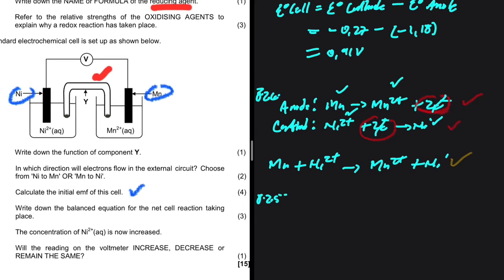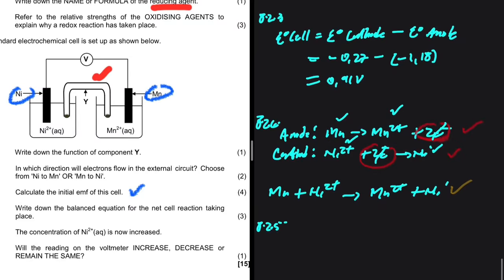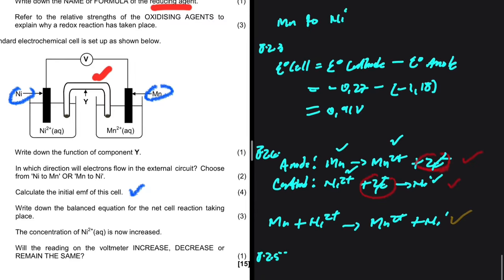8.2.5. The concentration of Ni2+ is now increased. Will the reading of the voltmeter increase, decrease, or remain the same? Okay, let's go ahead and make sense of this one. The initial EMF of the cell is given by the reduction potential at the cathode minus the reduction potential at the anode. We have an increase of Ni2+, the concentration at the cathode. So if you increase the concentration at the cathode, then this reduction potential is going to increase. If that reduction potential increases, it is easy to see that the reading on the voltmeter will also increase.